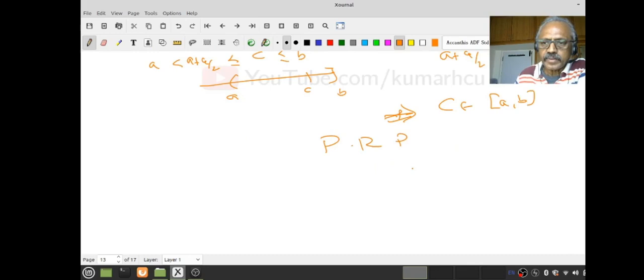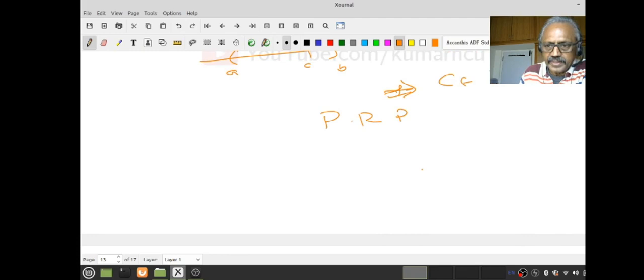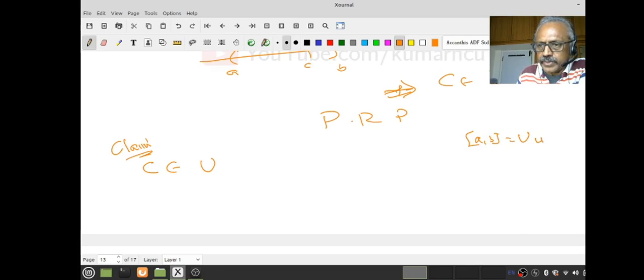Okay. Now, C is an interval of AB, right? I claim C lies in U. So C is in AB, and AB is the union of U and B. C may be here or C may be here. I want to say C is in U. So let us prove that.